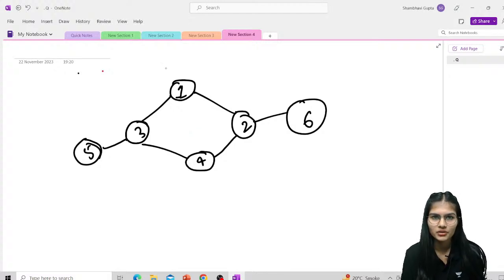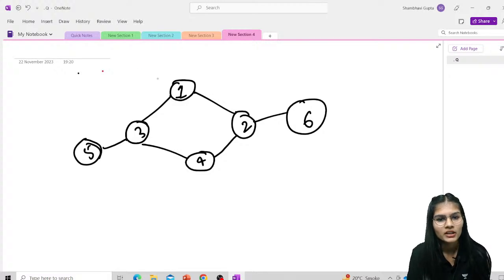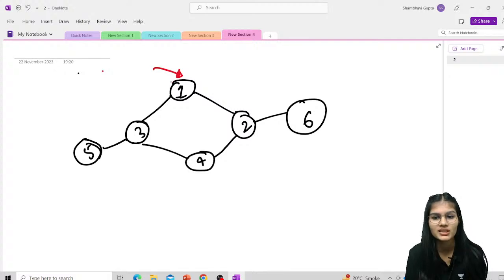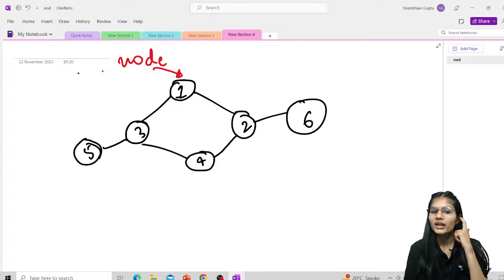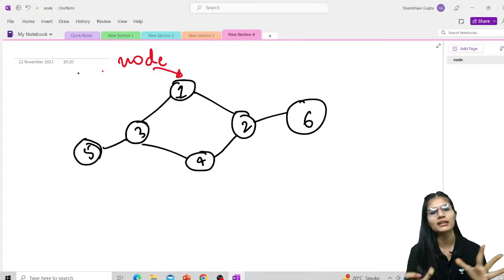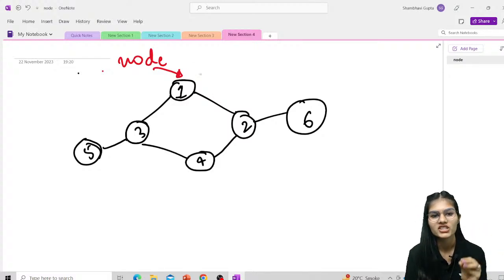Now, first of all I'll let you know what the nodes, vertices are. The very first position where we start our whole graph, that you say is a node. Whatever graph is pointing to the other graph. For example, here there is 1. Now 1 has its sub-branches 3 and 2, so 1 is a node. Whatever number has its own sub-branches will be a node.